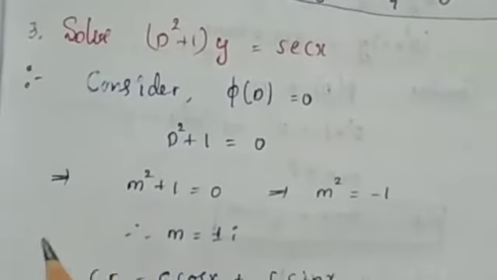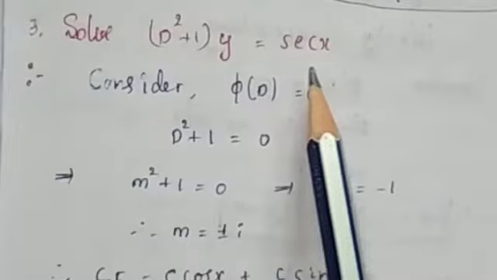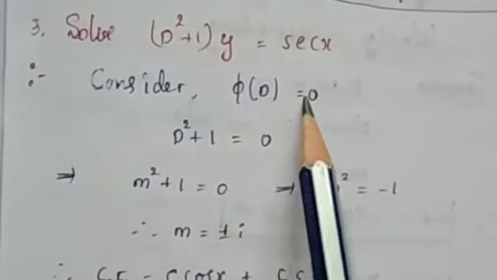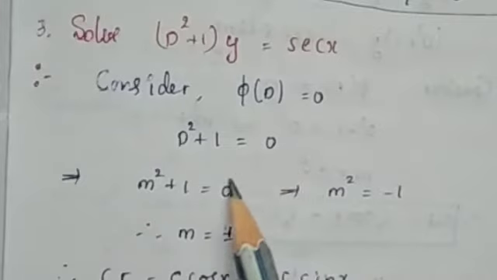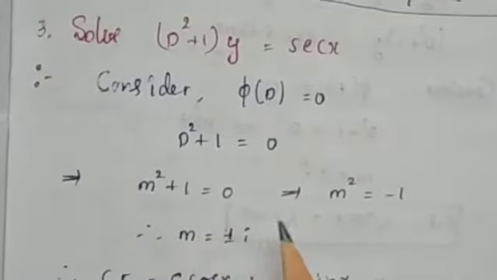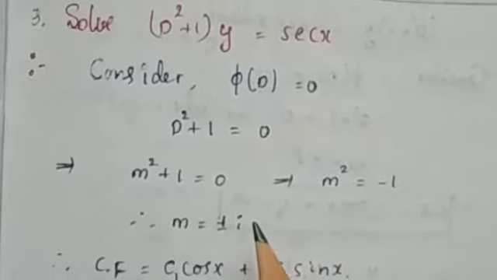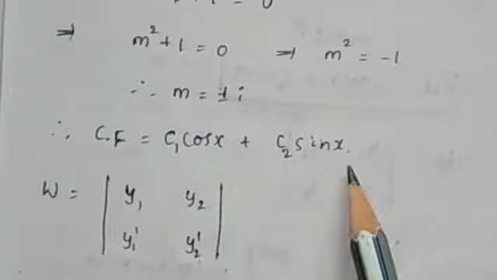Okay. Third problem. Solve (D square plus 1) y equal to secant x. Let us consider phi of D equal to 0. Phi of D is D square plus 1, so D square plus 1 is equal to 0. You put D as m, you get m square plus 1 equal to 0. After solving this, you get the imaginary roots. So the complementary function is c1 cos x plus c2 sin x.